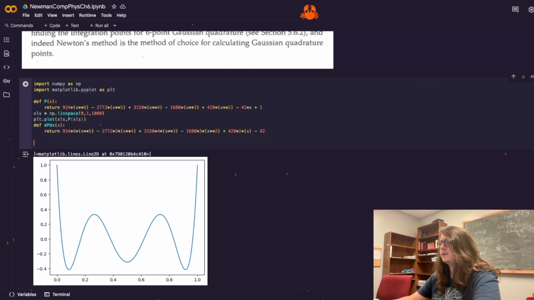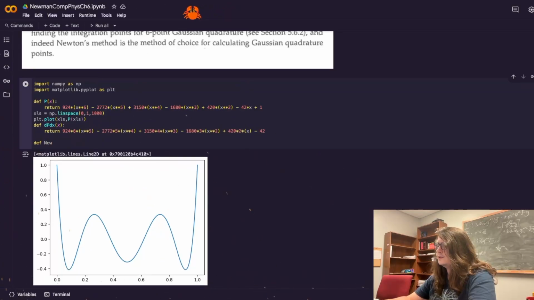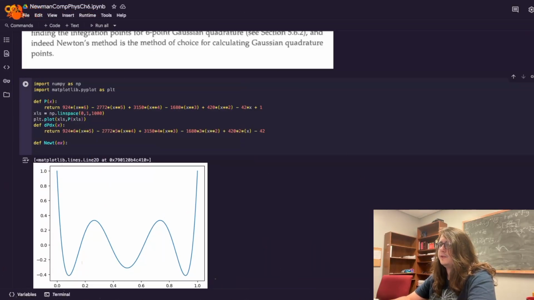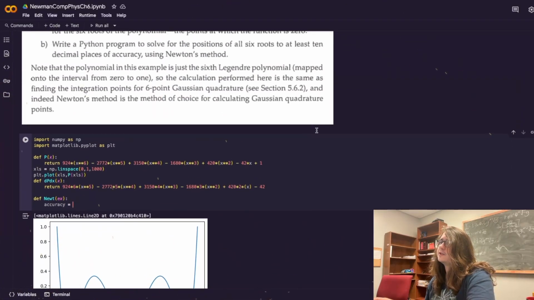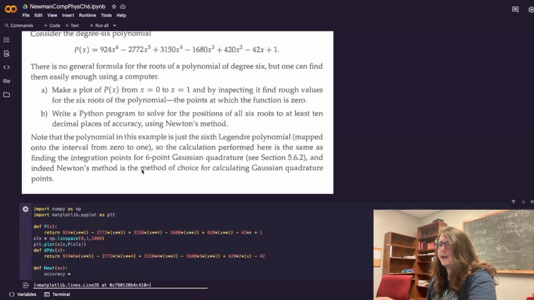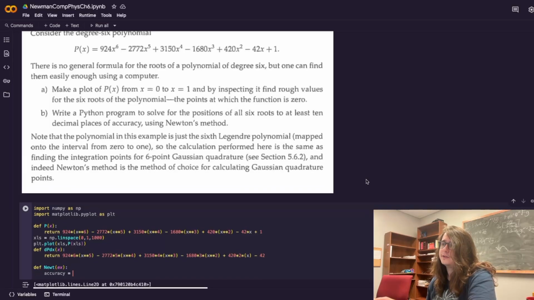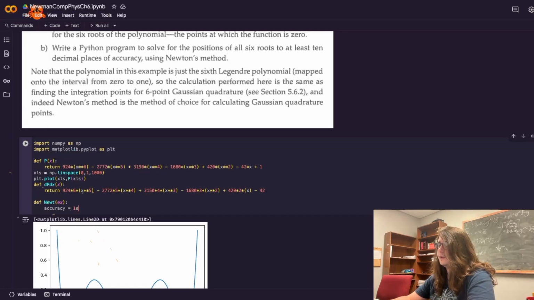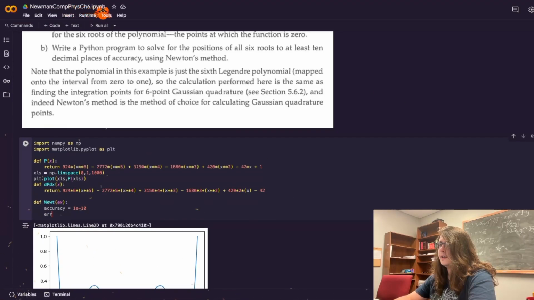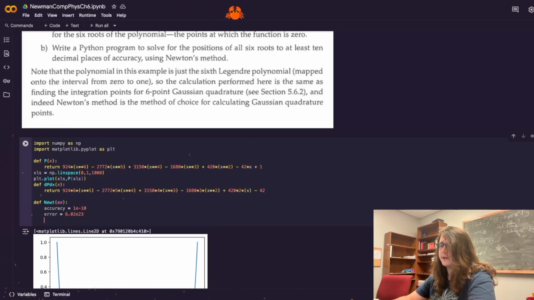But then for Newton's method, I'm going to also define a function called newt, which is going to be a function of x because I wanted to be fancy. In here, you are going to define your accuracy. For the first time, Newman is having us be accurate to 10 decimal points, so the accuracy is going to be 1e minus 10. As always, I'm going to set the error to an arbitrarily large number like Avogadro's number, and then get into the loop.